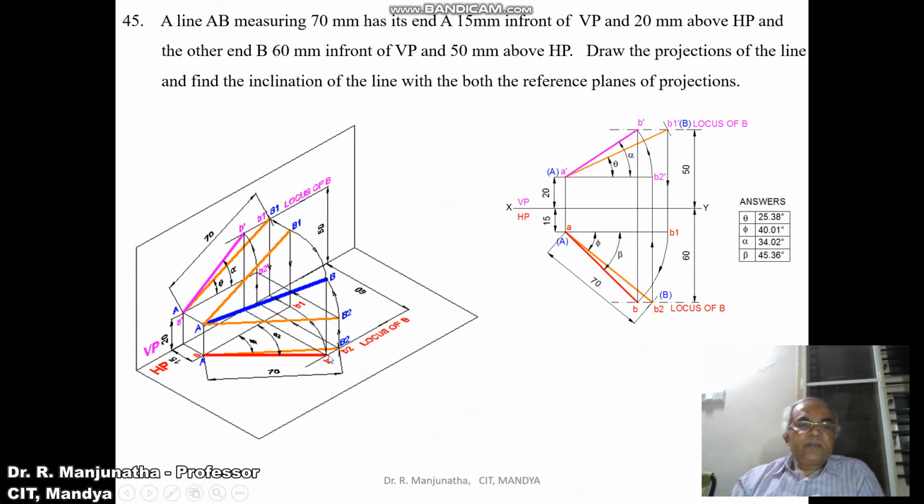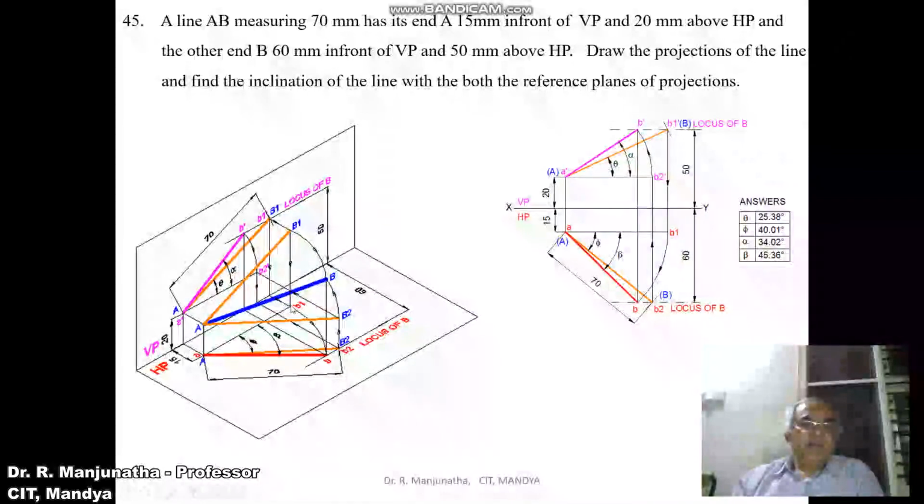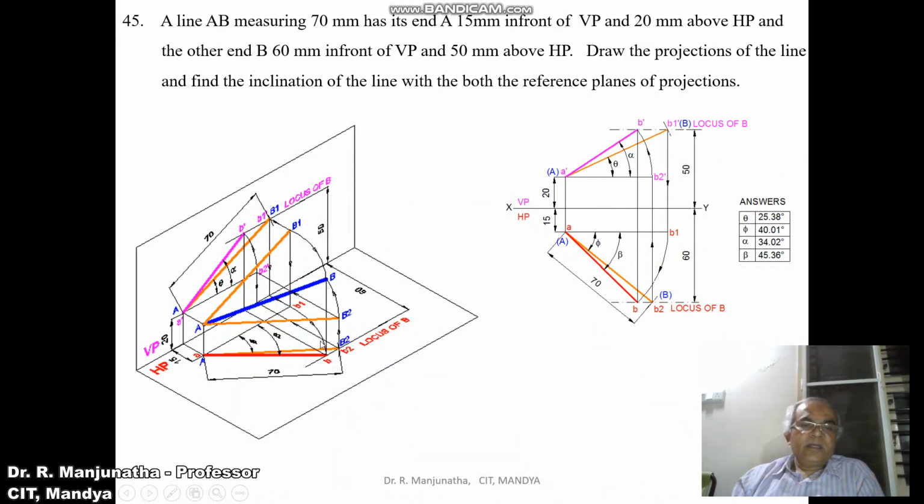Now, due to the presence of the locus of B in the top view here, with A as center, taking the radius of AB1, you draw an arc such that it cuts the locus of B in the top view here. Then join A to B with a dark line. So that is the top view. When this is projected, it will be on the space.